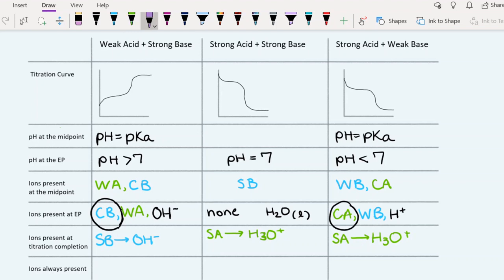What ions are always present throughout the titration? Our spectator ions. For example, if we used hydrochloric acid, the chloride ion will be present throughout the entire reaction. Usually, our spectator ions are soluble and don't affect pH. For example, the chloride ion, bromide ion, and sodium ion are common spectator ions in titrations.